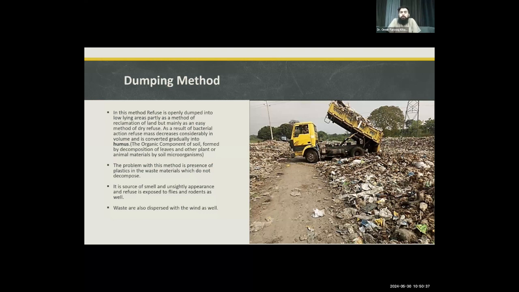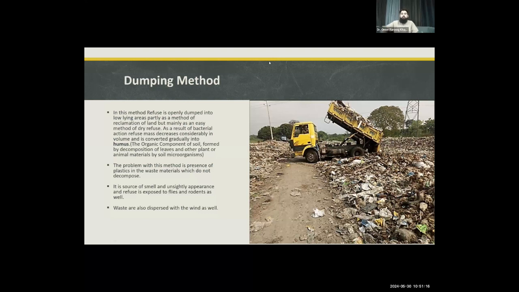So the open dumping method does help us in creating humus for the environment, but it has shortcomings as well. The problem with this method is the presence of plastics in the waste material, which do not decompose at all. It is a source of smell and unsightly appearance, and refuse is exposed to flies, rodents and birds as well. All of the flies, rodents and birds then carry diseases to other areas from these dumping sites. The waste is also dispersed with the wind as well.